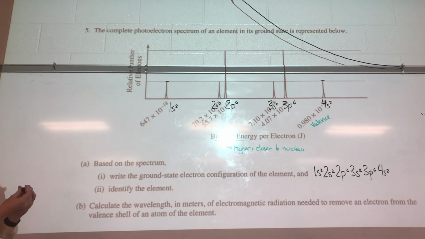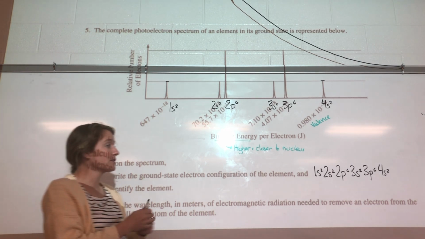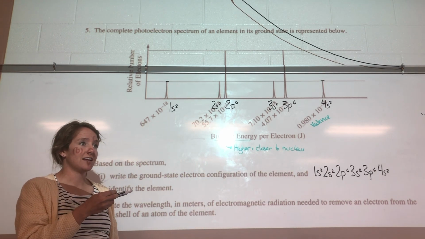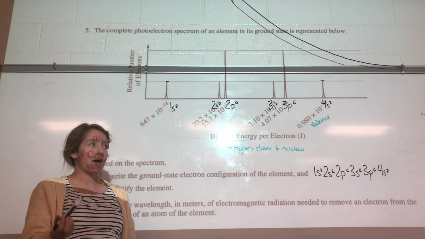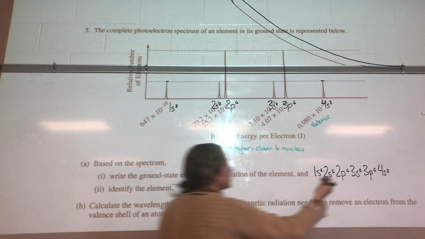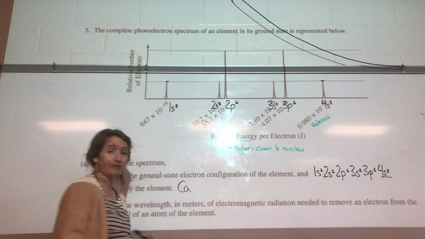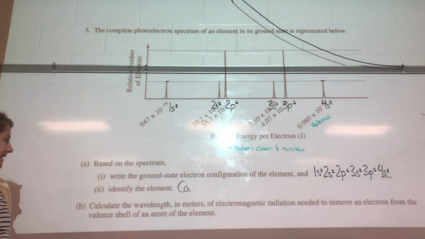Okay. For identifying that element, that once again goes back to the pattern of electron configurations and how they match up, and the 4s2 is really all you focus on. That corresponds to calcium.